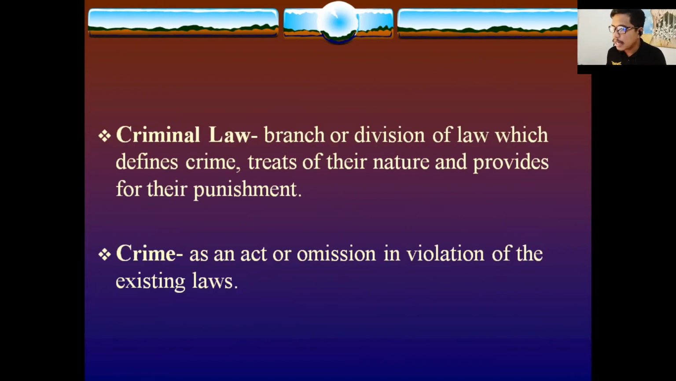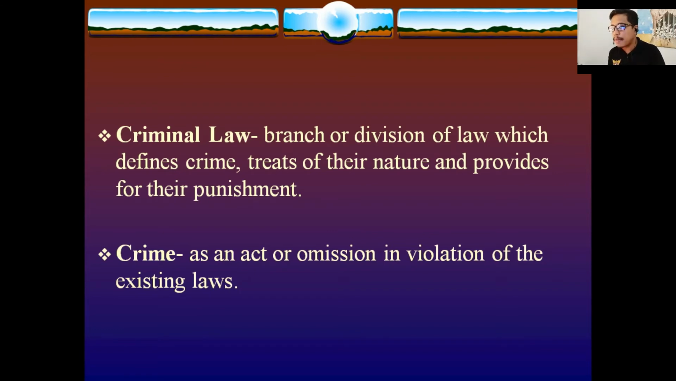Now let us define what is criminal law. A criminal law is a branch or division of law which defines crime, treats of their nature, and provides for their punishment. So if you go to Criminal Law Book 1 and Book 2, you can find various crimes. It enumerates various crimes. It defines a particular crime and what would be the nature of that crime. At the same time, it provides the number of years, days or months as a punishment for the particular crime.